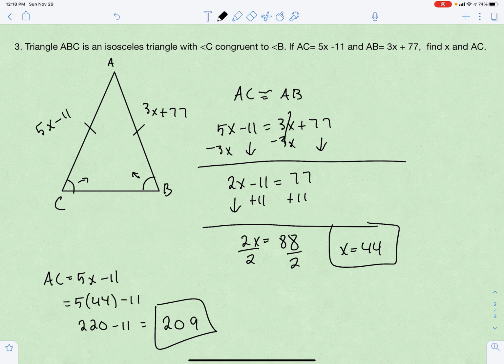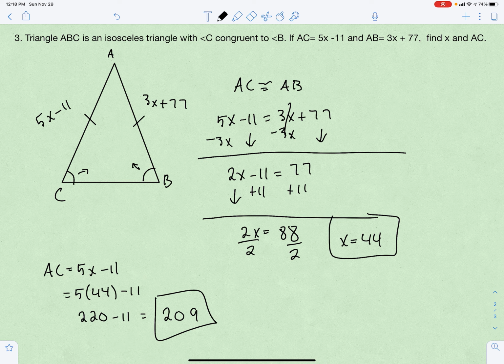Write down any questions you have. This should be pretty simple with all the stuff we've already done, just solving and recognizing patterns.